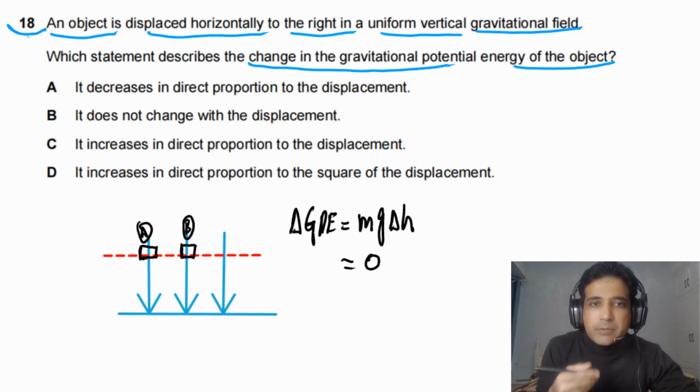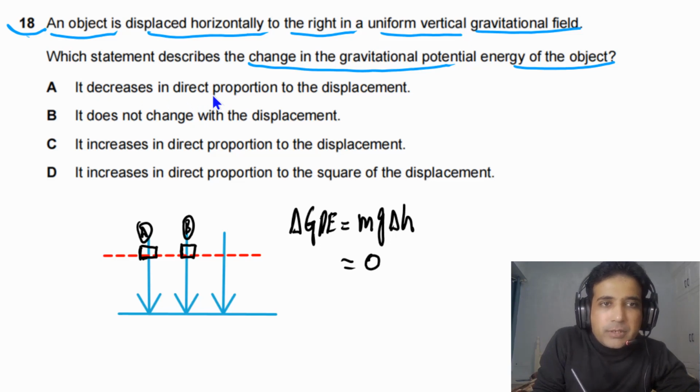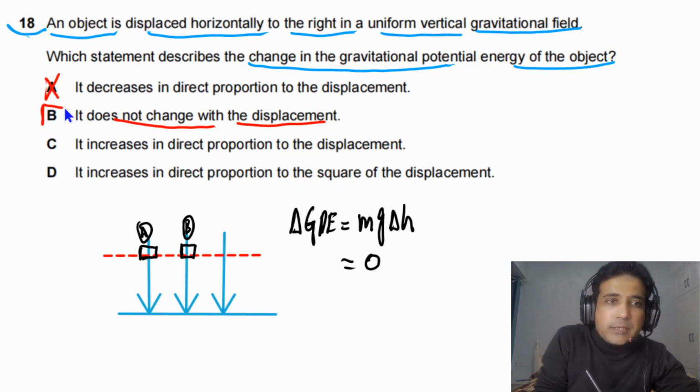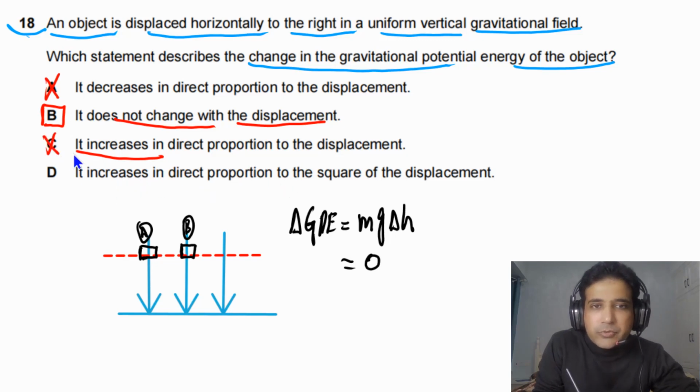Now we can look at the given options and try to find the best possible answer. It decreases in direct proportion to the displacement? No, it does not decrease. Actually, it doesn't change. Option B, it does not change with the displacement. This one is right because delta H is 0. So the answer for this one is B. But if you go to C, it increases. That is also incorrect. So the answer for this one is B.